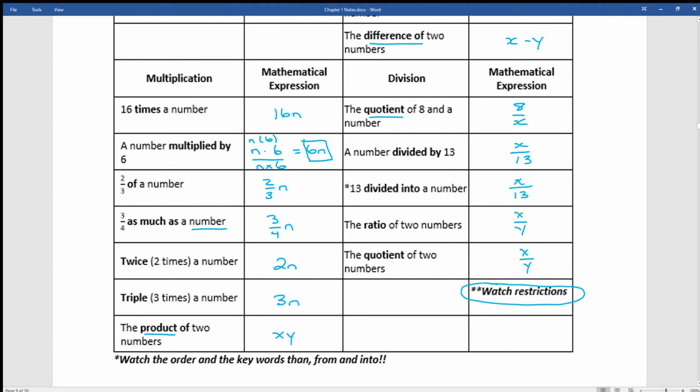Now you'll see I have a double star down here, and it says watch restrictions. Don't worry about that too much right now. We're going to be dealing with restrictions when we get to chapter 6, but I just want to explain that in your textbook, sometimes they will also include something like this. And what that means is that as soon as you have a variable in the denominator, you should be specifying that your variable cannot equal 0. Because if you divide by 0, you're undefined. So anywhere where I ended up writing a variable in the denominator, I should put a restriction. You do not need to, but I just want to explain why your textbook is doing that.